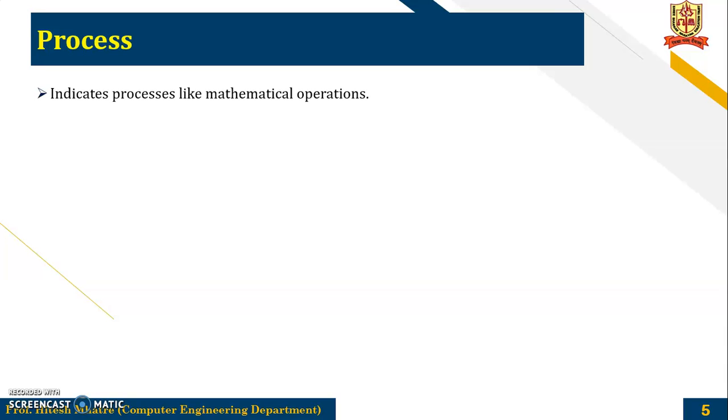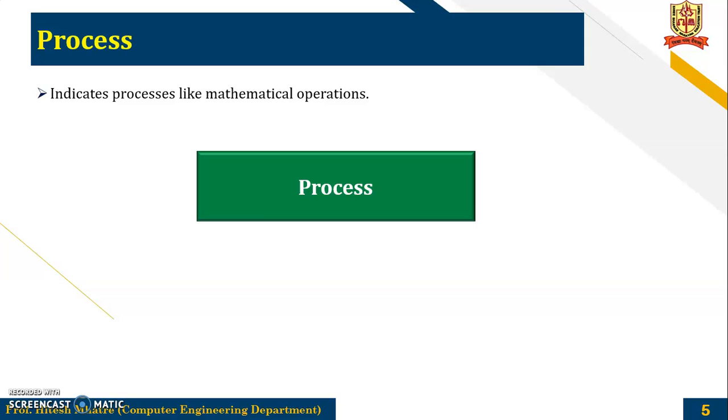Then the process. It indicates processes like mathematical operations, meaning if there is some processing going on, some steps to be performed, that can be represented by this symbol. It is represented by a rectangle. So if you have any process to be done, it is represented by a rectangle.